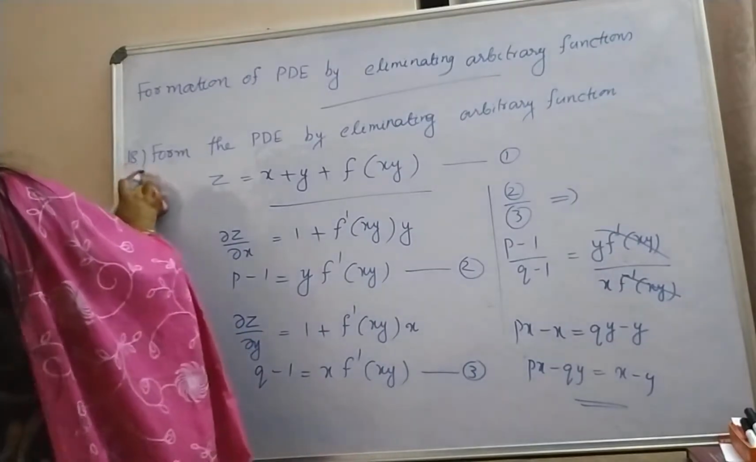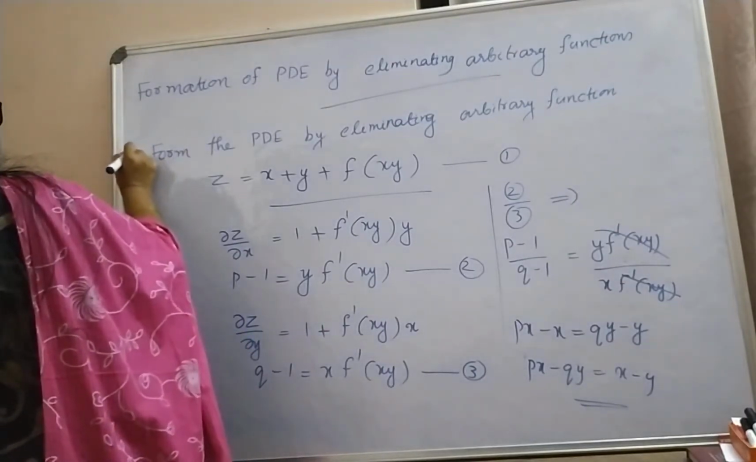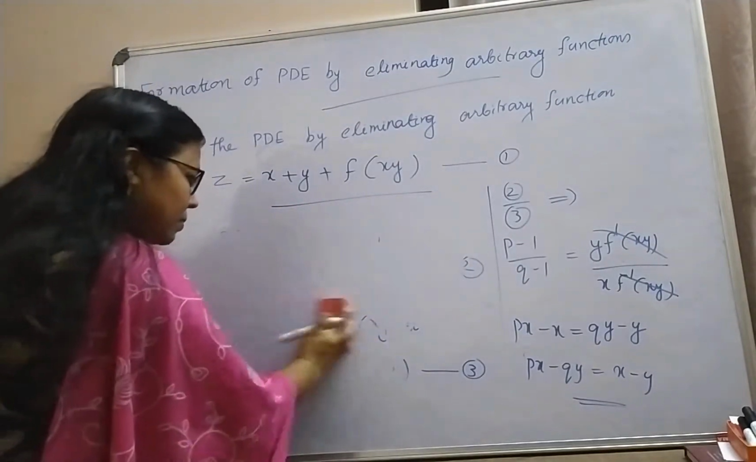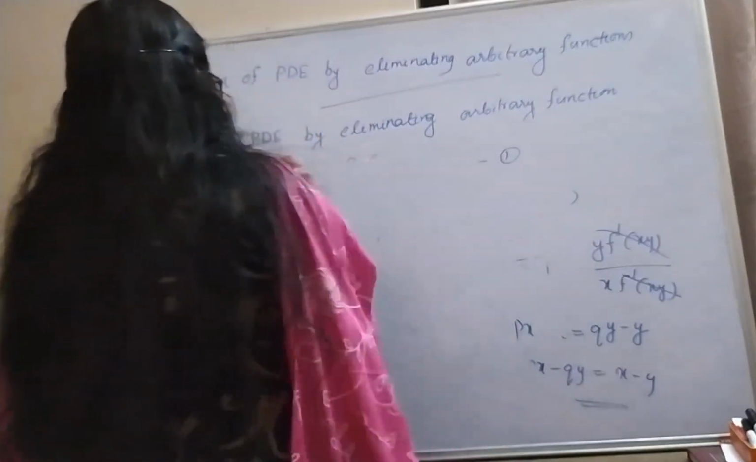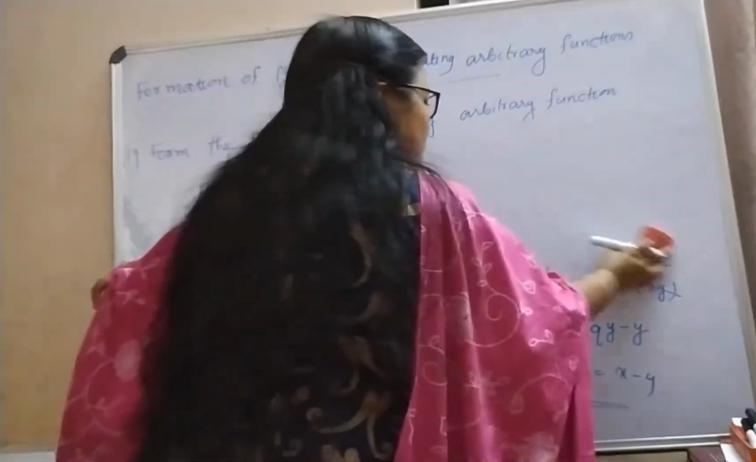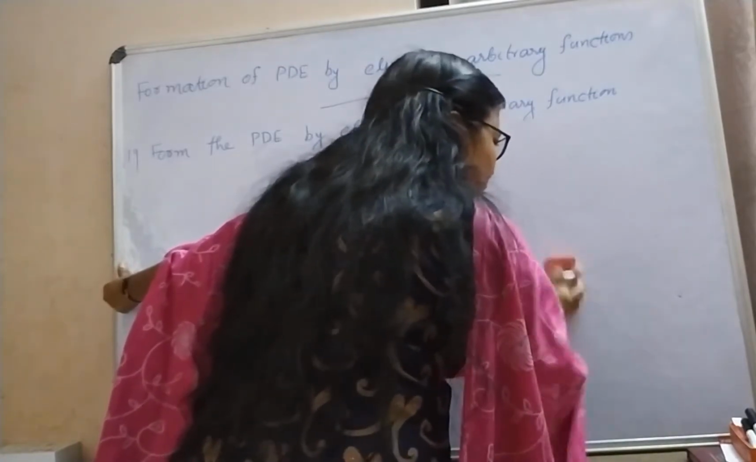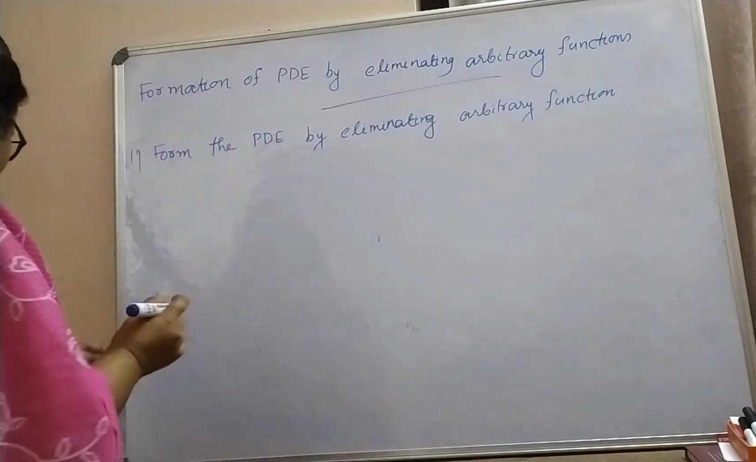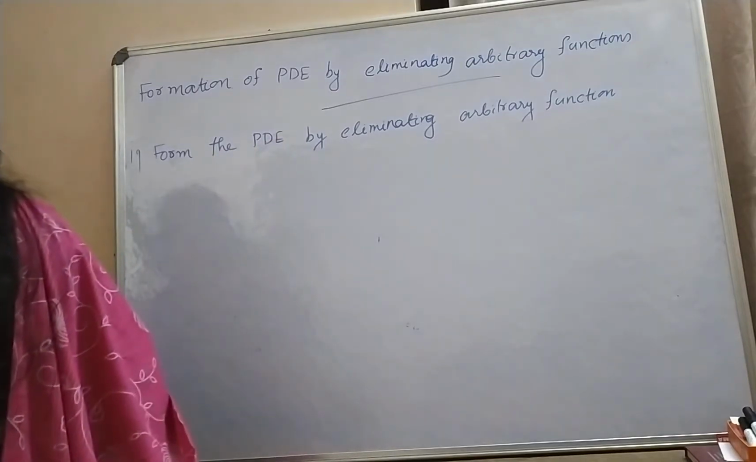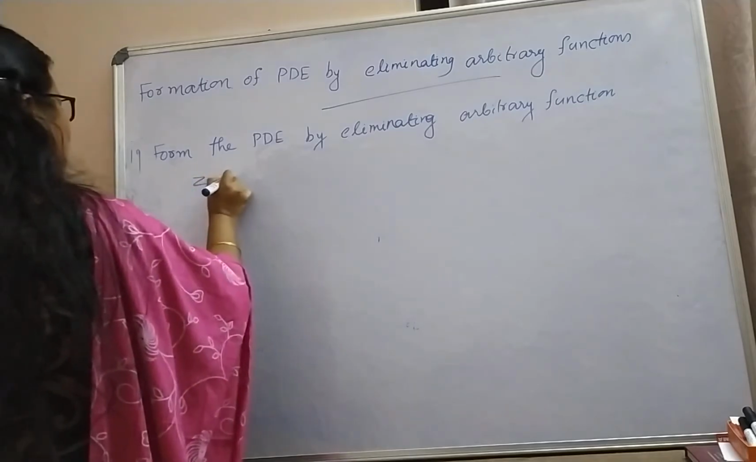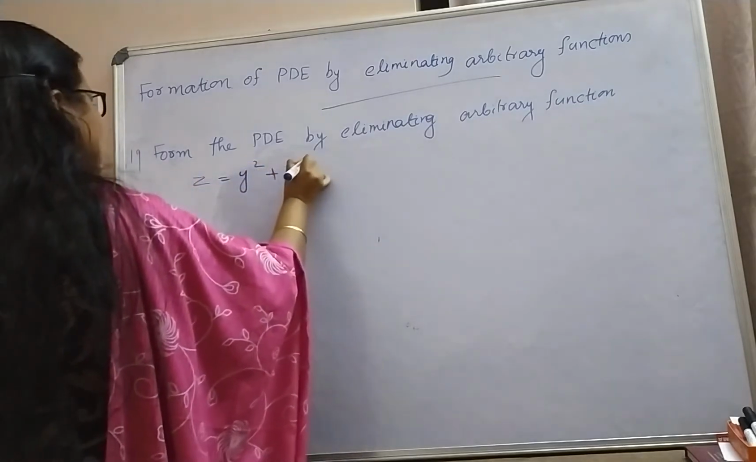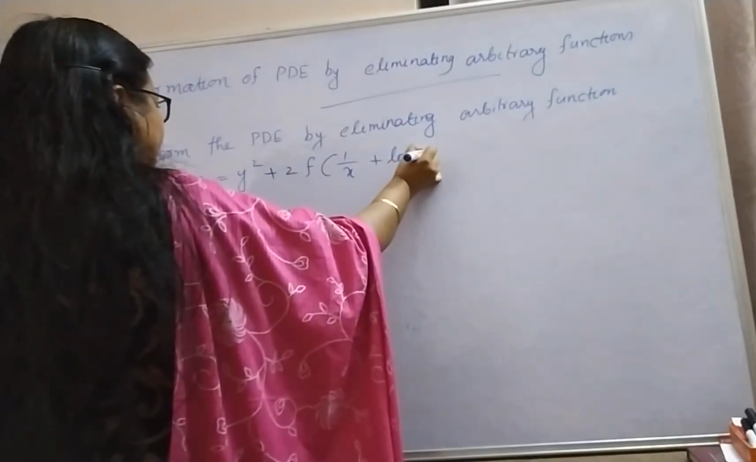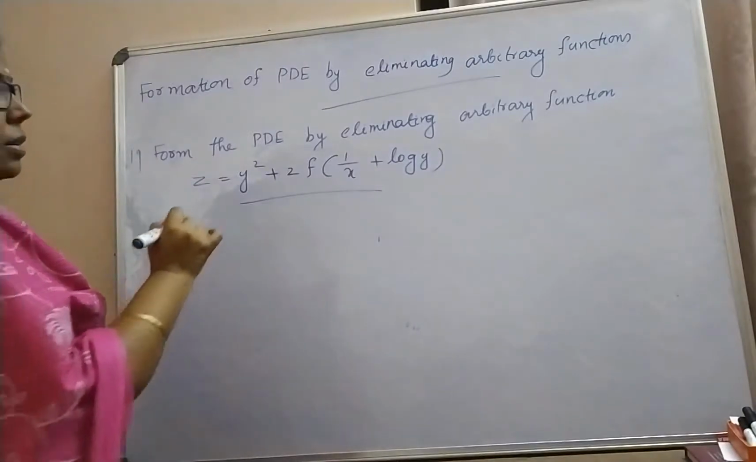Next question is: form the partial differential equation by eliminating the arbitrary function z equal to y square plus 2f of 1 by x plus log y. Put it as equation number 1.